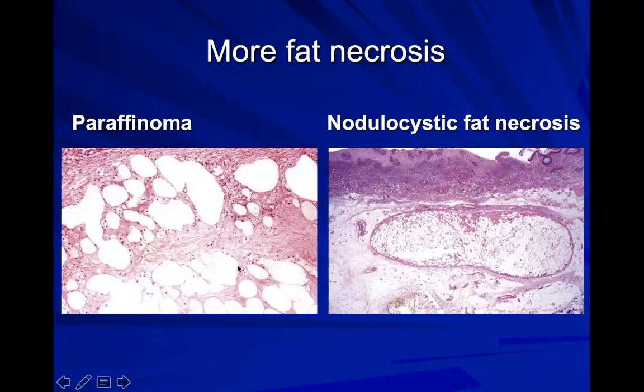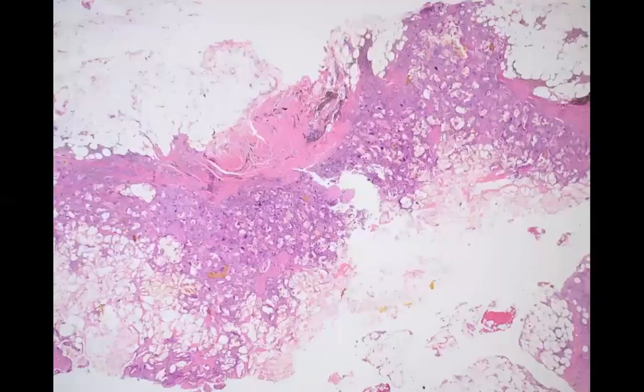In contrast, this is a paraffinoma, and you can see these look like fat cells of varying sizes, but they don't actually have nuclei. They're not actually adipocytes. And this is nodulocystic fat necrosis, where sometimes you can get fat necrosis from trauma and you'll get this little fibrous band around it and it'll choke it off. And people will note after they've traumatized an area, they have this little marble that moves around. And that's what nodulocystic fat necrosis is.